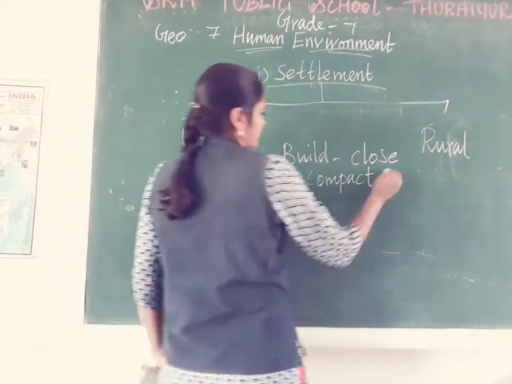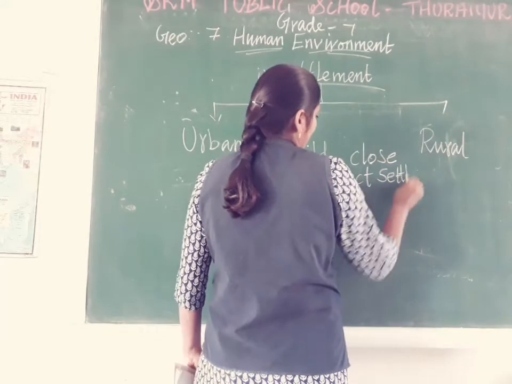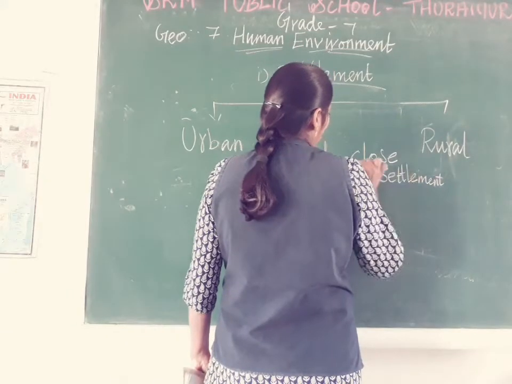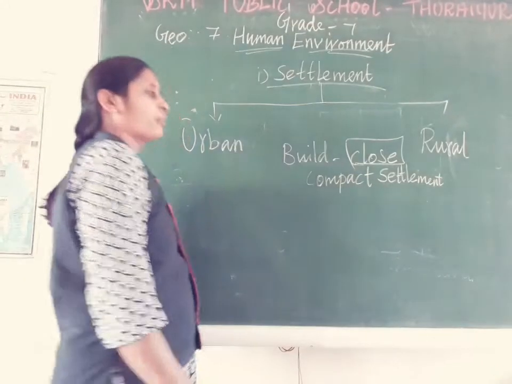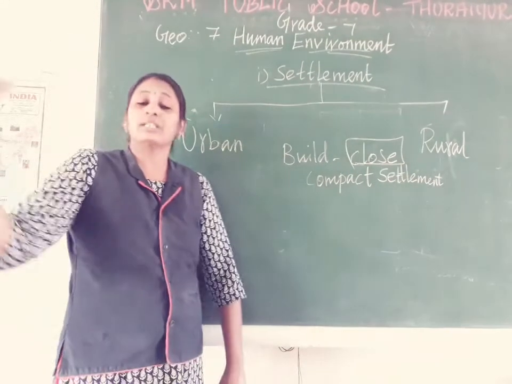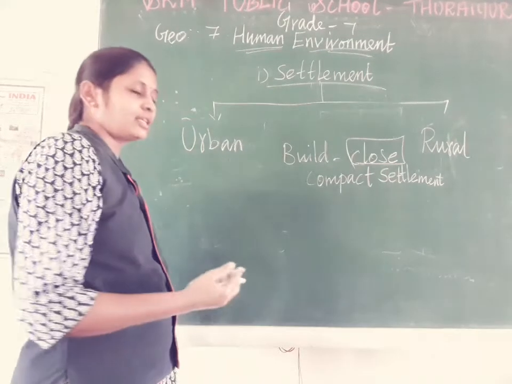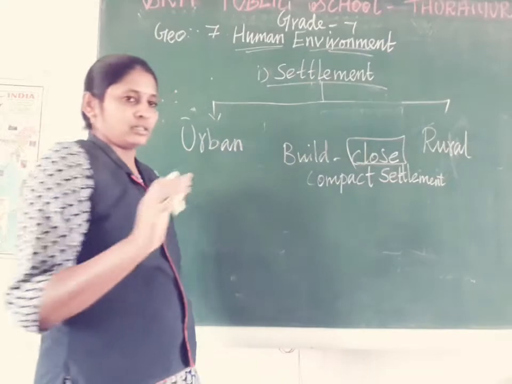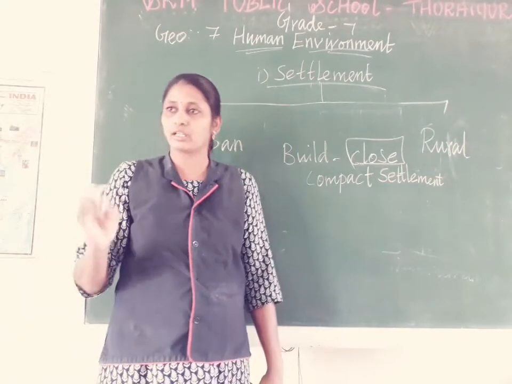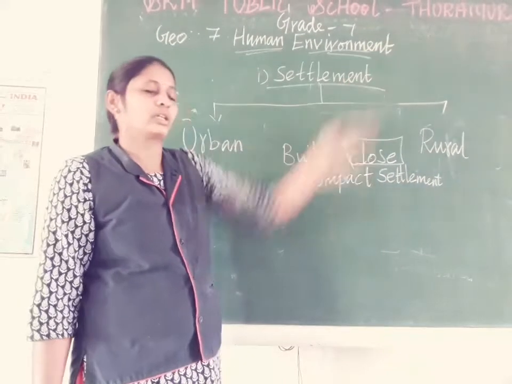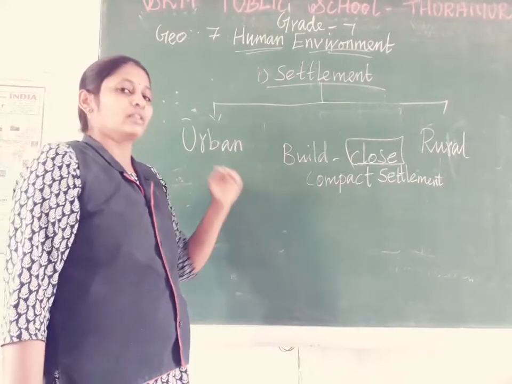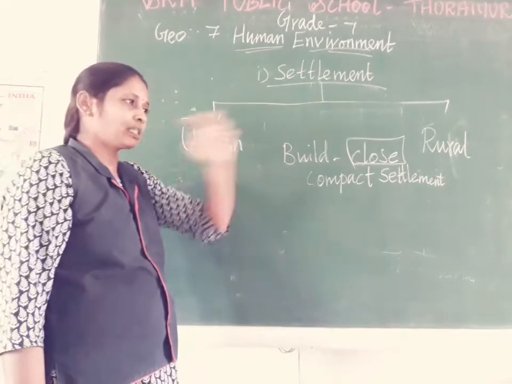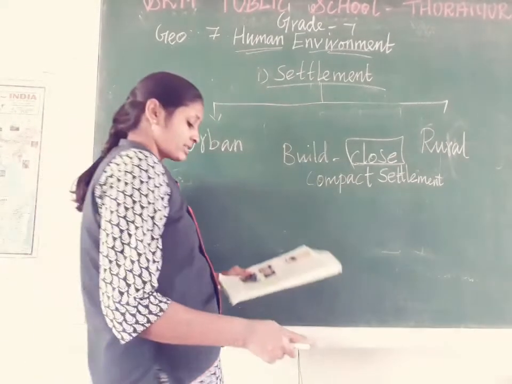Okay, compact settlement. Where the buildings are constructed in a close manner, it is called compact settlement. Suppose we are going to a hill station or desert, places like that, we can see one house here and another house more than 100 or 200 meters away. Where the houses are constructed some distance from each other, that is called scattered settlement.